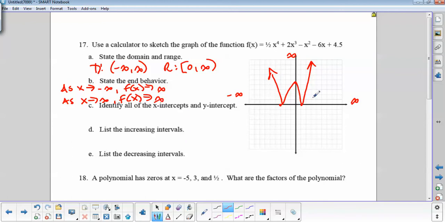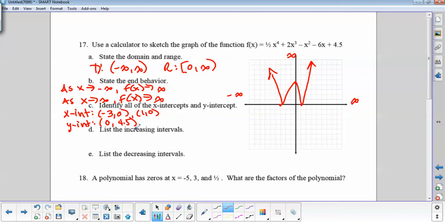Alright, the x and y intercepts, we found those on the graph originally. So your x-intercepts, we said -3, 0, and 1, 0. And your y-intercept, we found that by substituting 0 for all the x's, and it was just your constant term. And that was 0, 4.5.